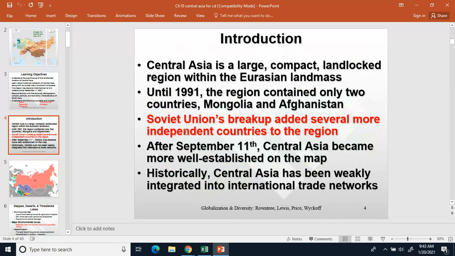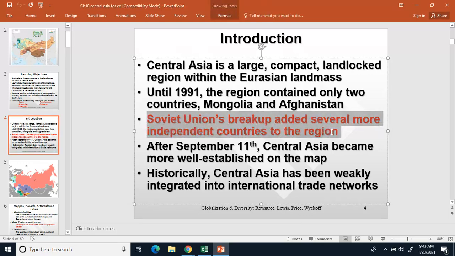Well, let's write down something first here. Let's go ahead and make a 1, and we're going to write down: Soviet Union breakup added several more independent countries to the region. So once again, number 1: Soviet Union breakup added several more independent countries to the region.